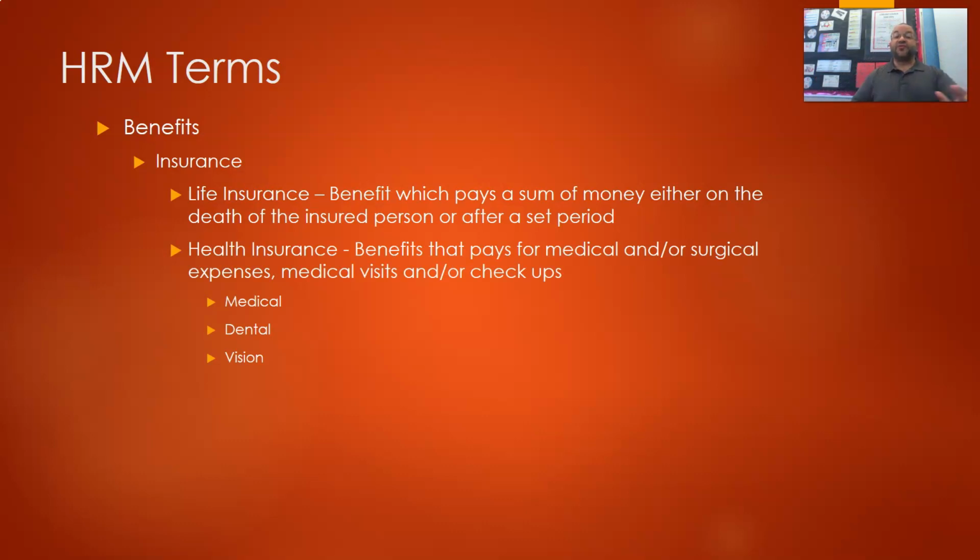Health insurance. I want to focus on this one, all right? These are benefits that pay for medical and surgical expenses, or both. I'm sorry, I used that "or" and I don't like using those. Medical visits and checkups, sorry for the "or," that's poor writing on my behalf. So that includes medical, dental, and vision.